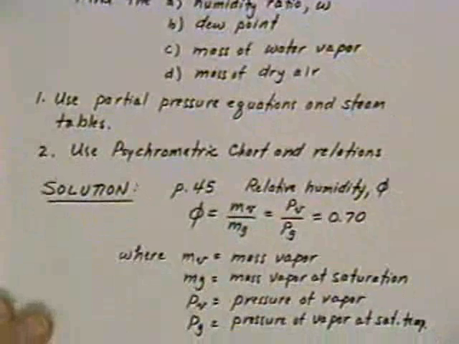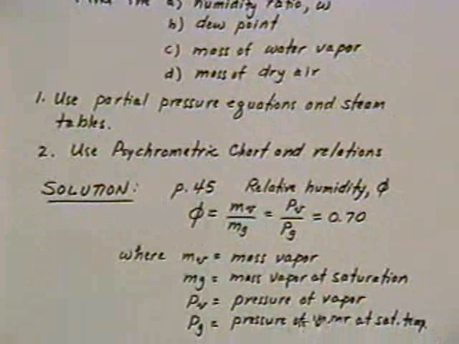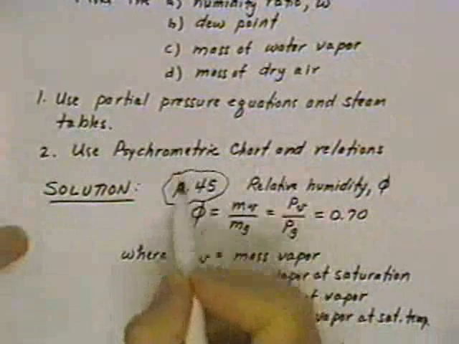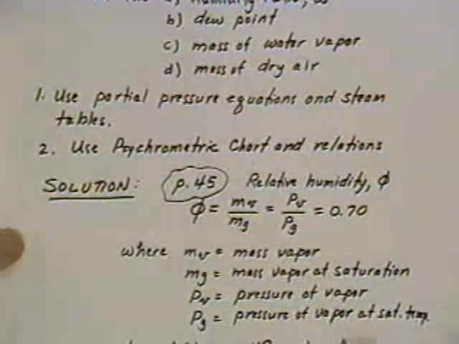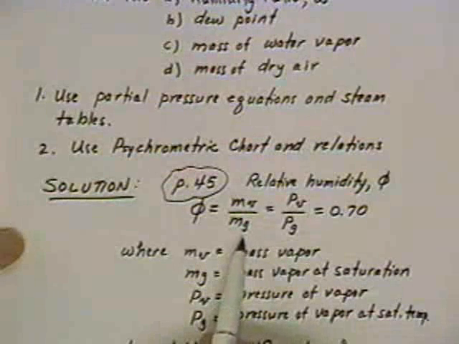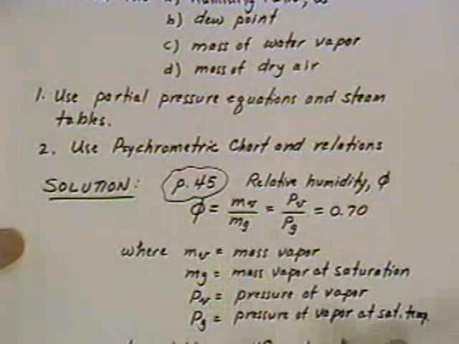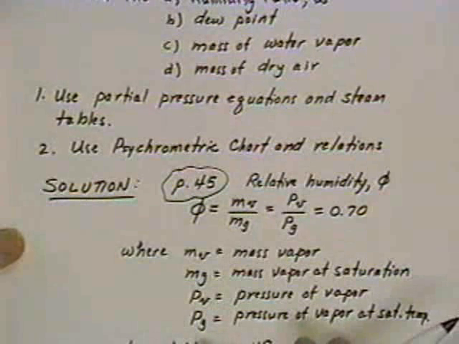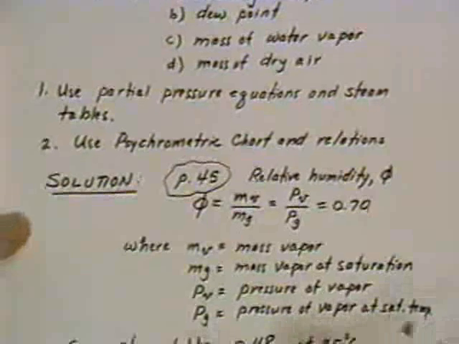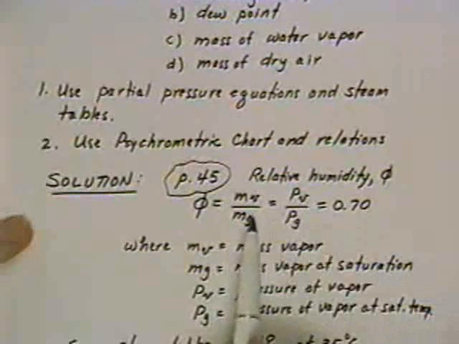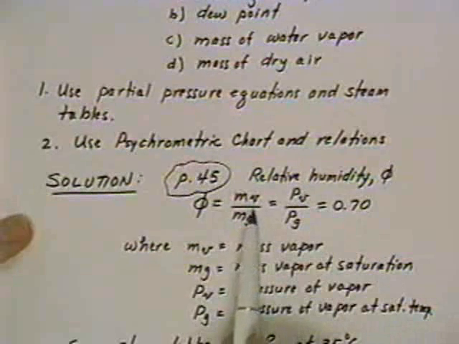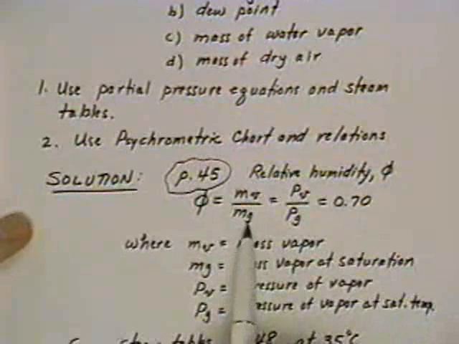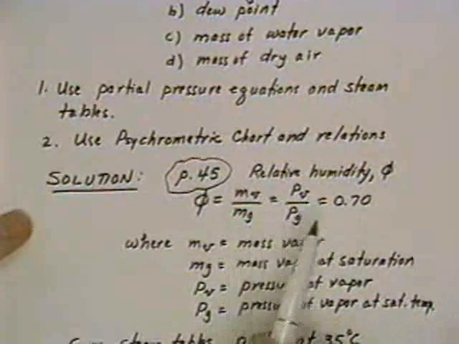Okay, relative humidity, first of all, defined on page 45 in the reference manual. Relative humidity phi is defined as the mass of vapor over the mass of the vapor at saturation, m sub v over m sub g. Relative humidity is 100% if the air is fully saturated and you can't get any more vapor into it, and relative humidity would be very low for small amounts of water vapor compared to what could be contained in the air at that particular pressure condition.